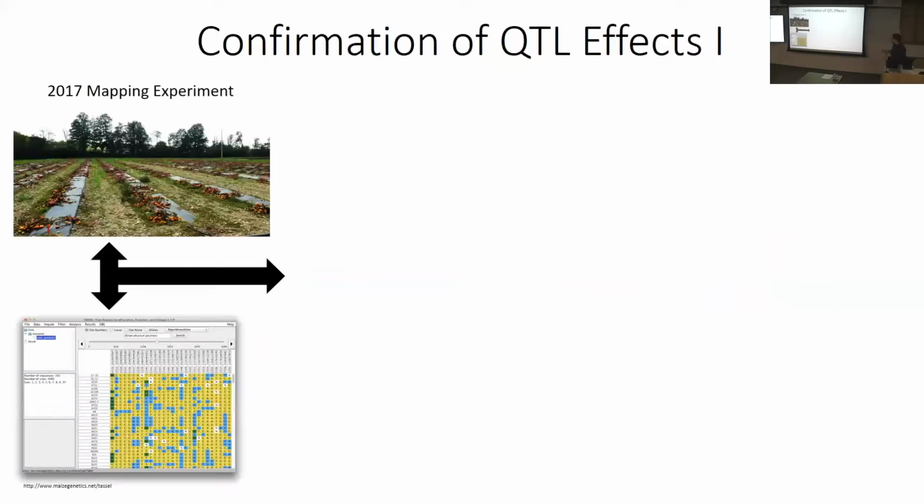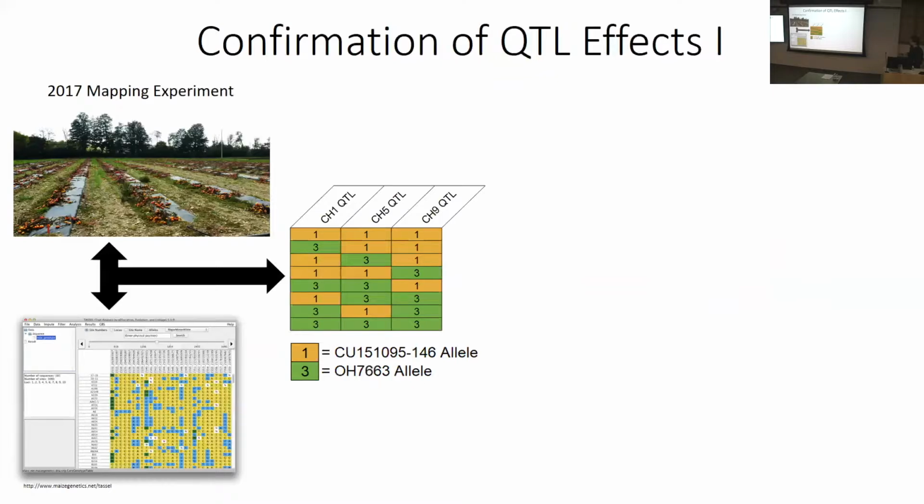So to confirm the QTL effects, we did a few things. To start with, I looked at the genotypes for the F2 individuals that were used for mapping this trait, and I selected, based on these QTL regions, F2 individuals that were homozygous for all 3 of the QTL regions in all possible combinations where possible. So a 1 in this case is the CU151095-146 allele, and the 3 is the Ohio 7663 allele. And I'm going to be using this coding throughout as well.